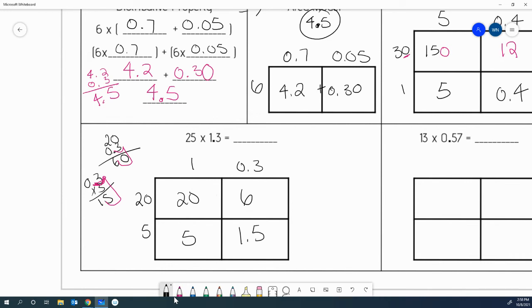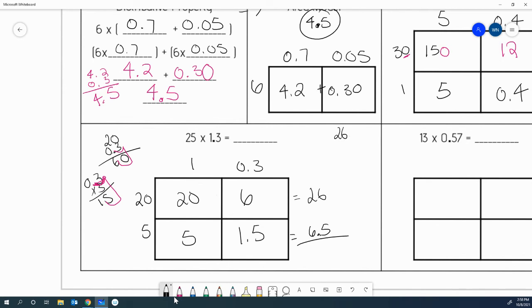So I multiply my 20 and my 1 and got 20. My 5 and my 1 and got 5. My 5 and my 3/10, I got 1 5/10. And my 20 and my 3/10, I got 6. Now all I have to do is add it all together. I know 20 plus 6 is 26, and 5 plus 1 5/10 is going to be 6 5/10. So let's just add together 26 and 6 5/10.